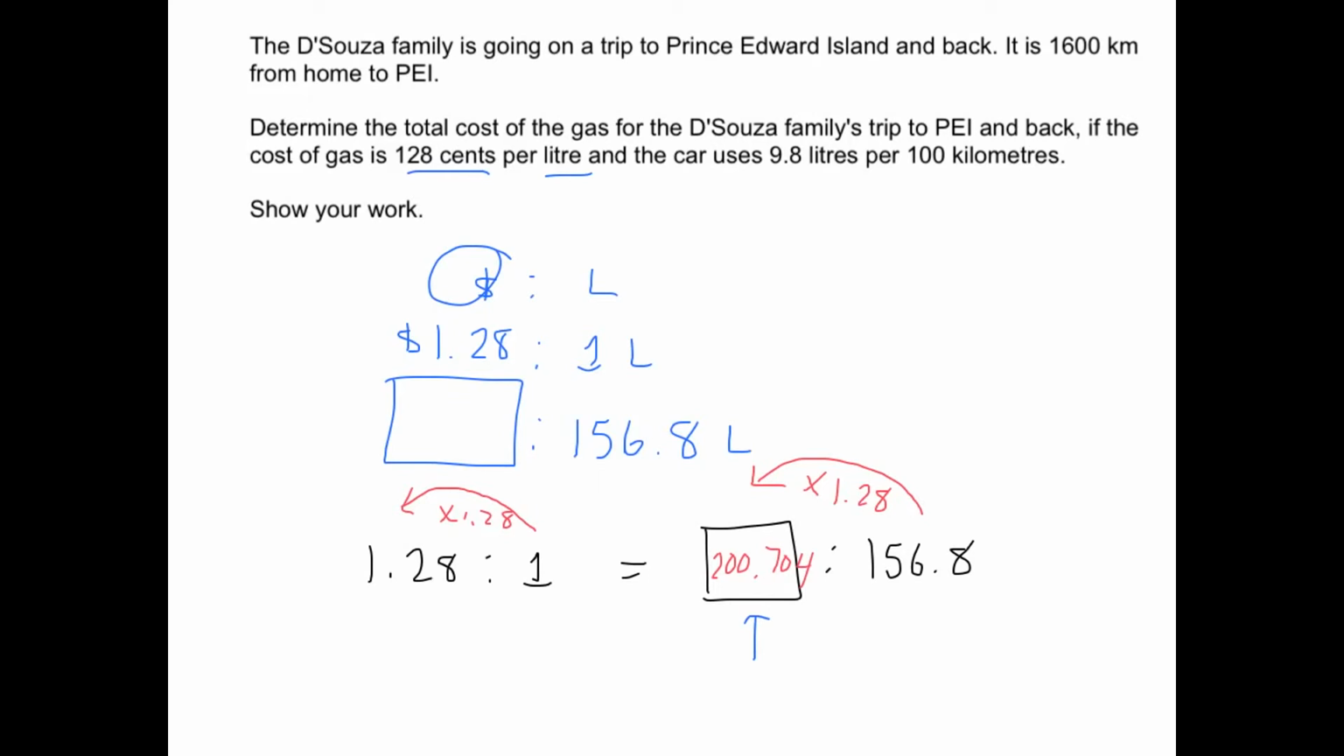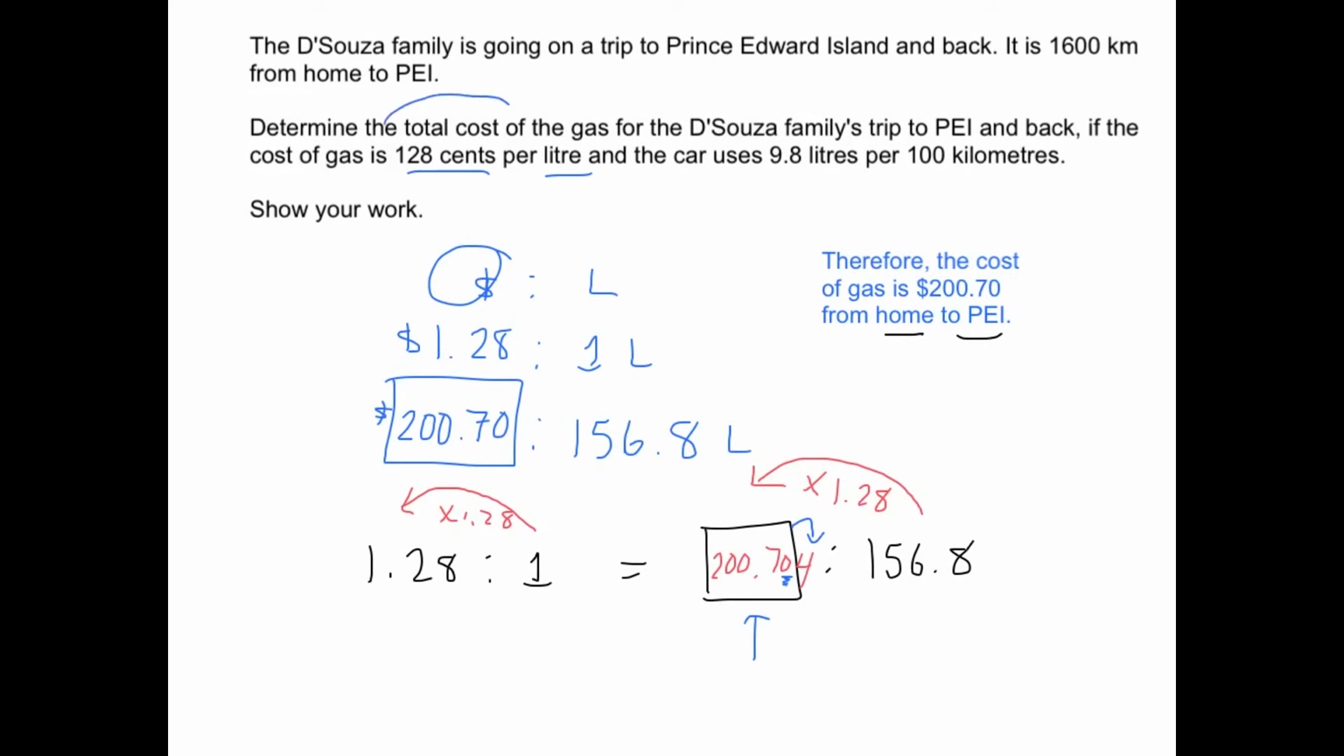Now, since this is a dollar amount, we should round our answer to the nearest penny. Well, if we look at the number next to this, it's a number that's less than 5. So do we round up, or does the number stay the same? It stays the same. So we can say that the cost is approximately 200.70 dollars. Therefore, we just found that the cost of gas is $200.70 from home to PEI.